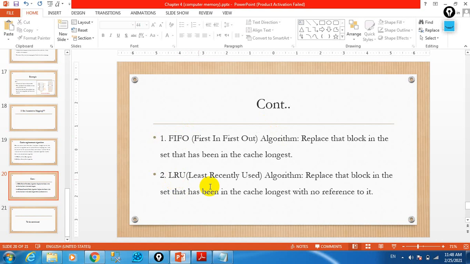The LRU algorithm, least recently used algorithm, replaces the block in the set that has been in the cache longest with no reference to it.